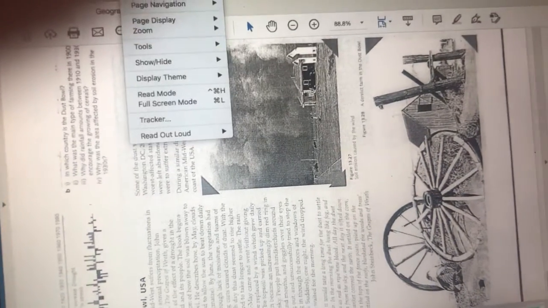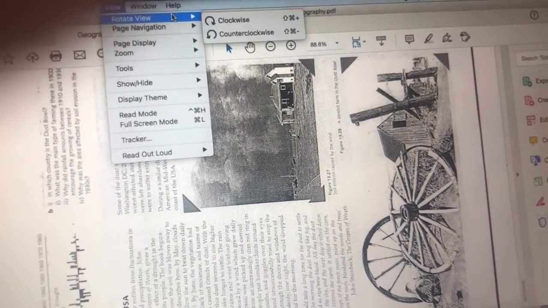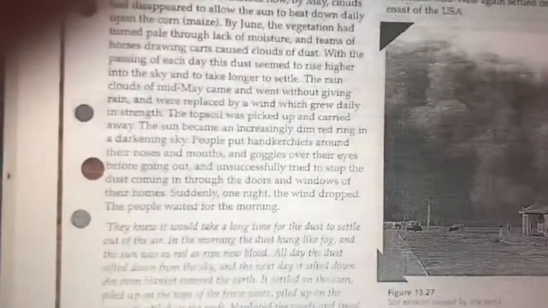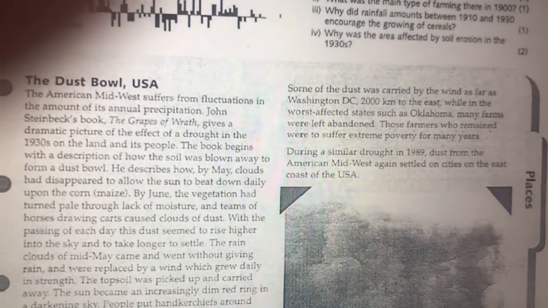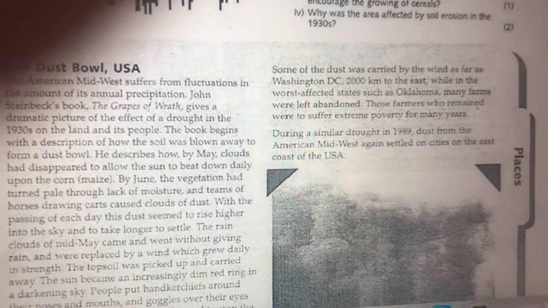And you can read about this on, I know it's to the side, but if you just rotate the view clockwise, you'll be able to see. I've got here this case study sheet about the Dust Bowl. So use that website, and make some notes about where it was, when it was, and the impacts of it.